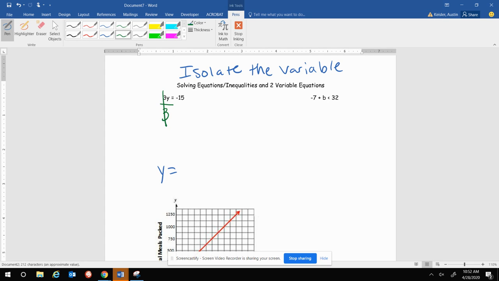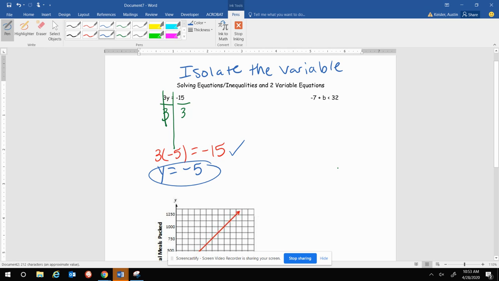Well, we remember when we did this a while back, whatever we do on one side of an equation, we have to do on the other side as well. So if I divide by 3 on this side, I've got to divide by 3 on the other side. And we know that negative 15 divided by 3 is negative 5. So y equals negative 5 in this situation. And remember, we can always plug this back in just to double check. 3 times negative 5 equals negative 15. And that is true, so we know we're right.